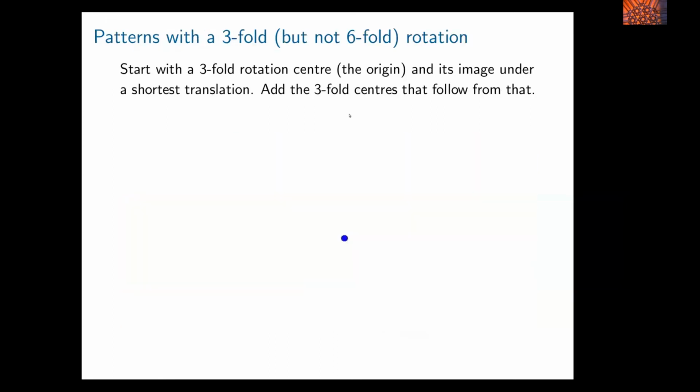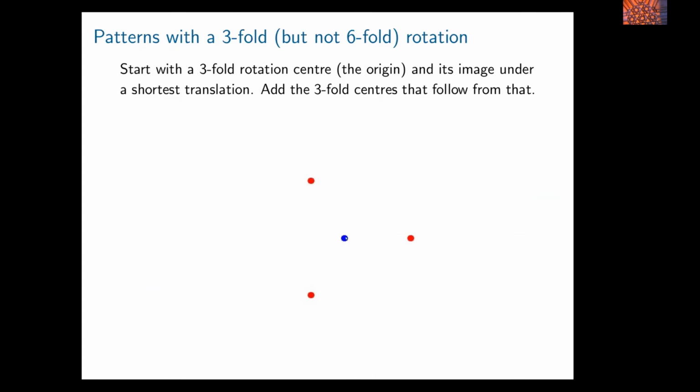Okay, so supposing then that we had a threefold rotation in our wallpaper pattern, but not a sixfold rotation. We can do the same trick. We can start with a threefold rotation center, call it the origin, and its image this time under a shortest rotation, not necessarily the nearest other threefold rotation center. But let's say this red one is an image of the blue one under a shortest translation of the whole picture. Then, the blue one is a threefold rotation center. So these two also must be threefold rotation centers.